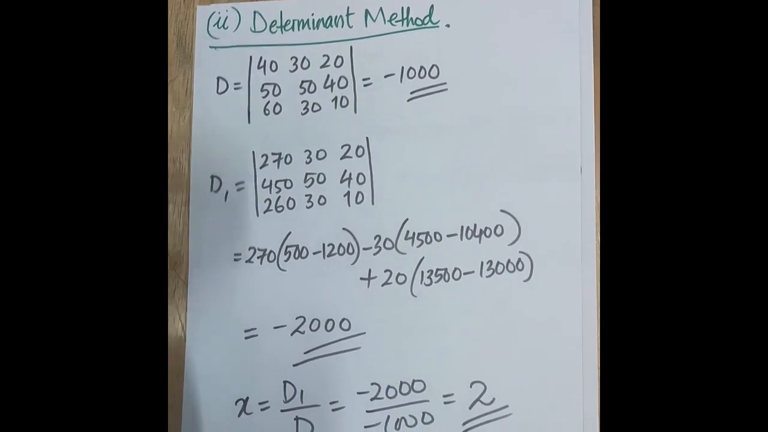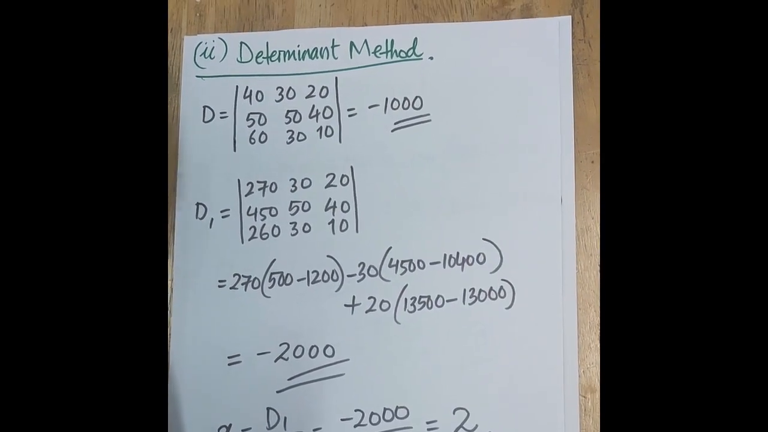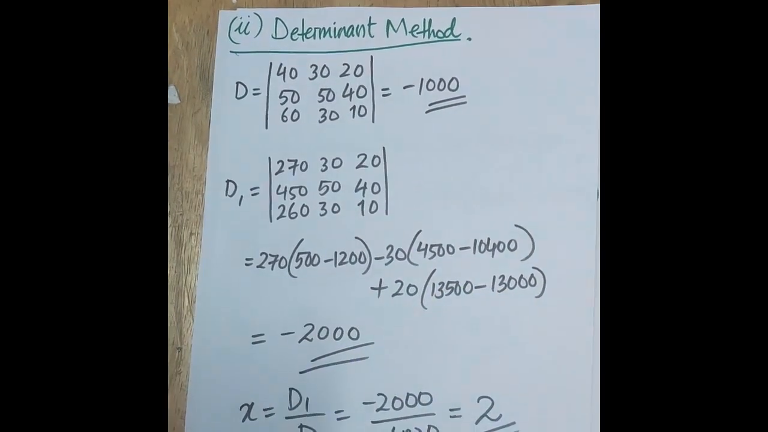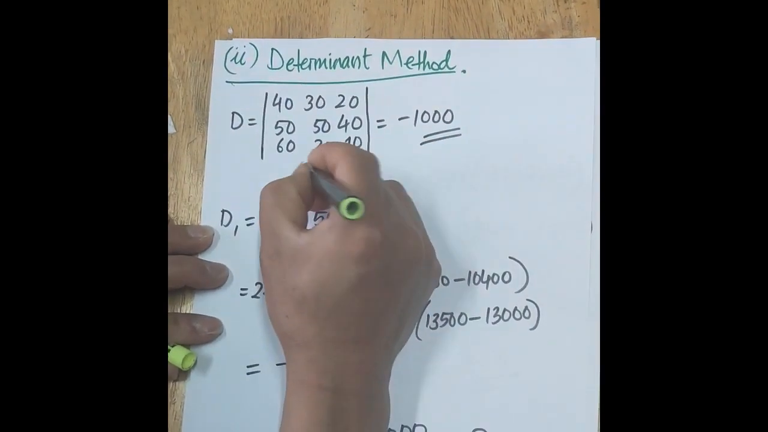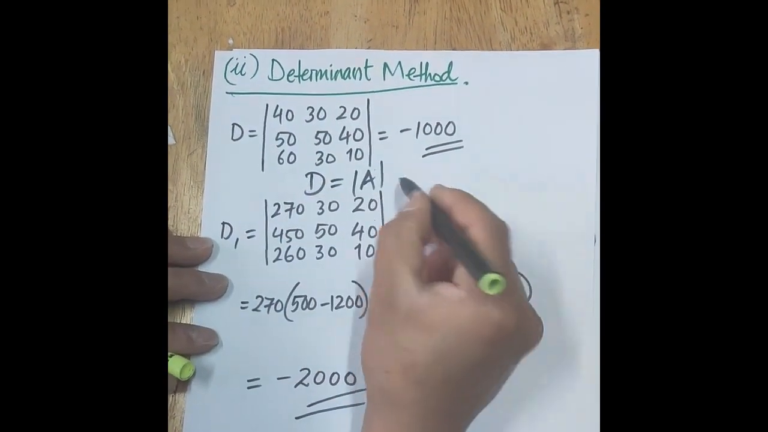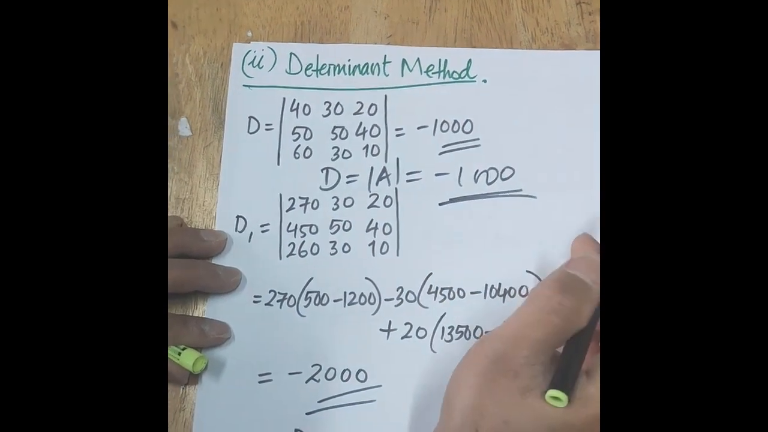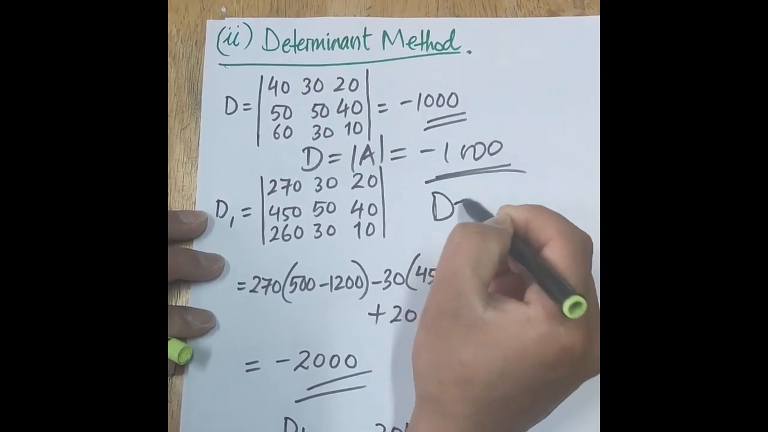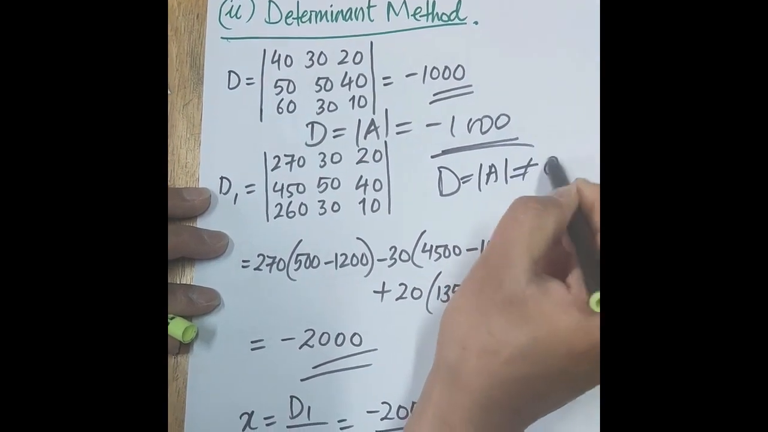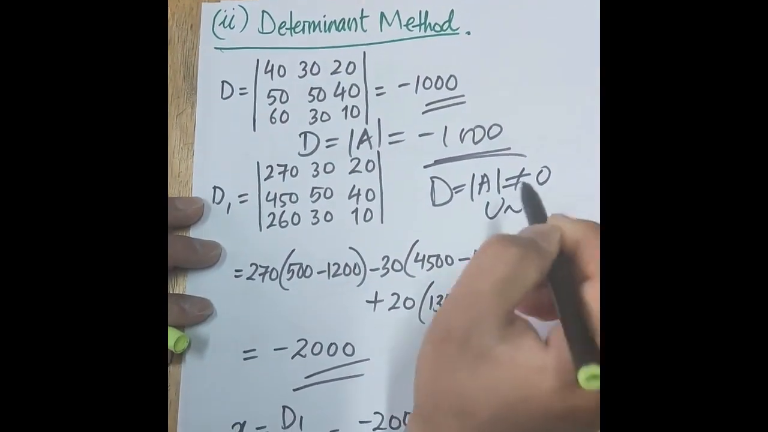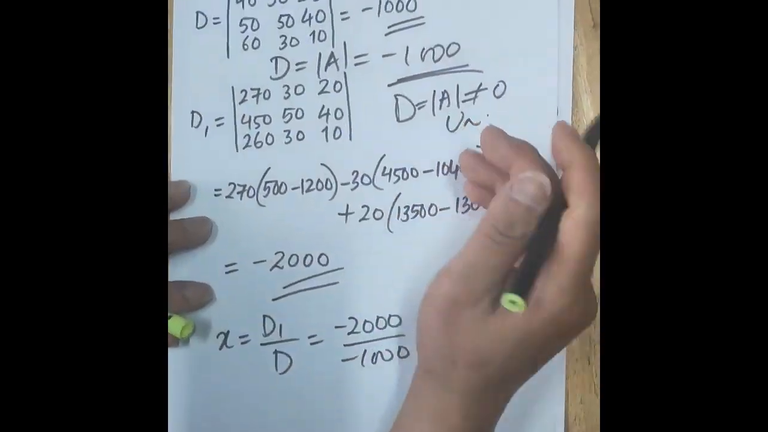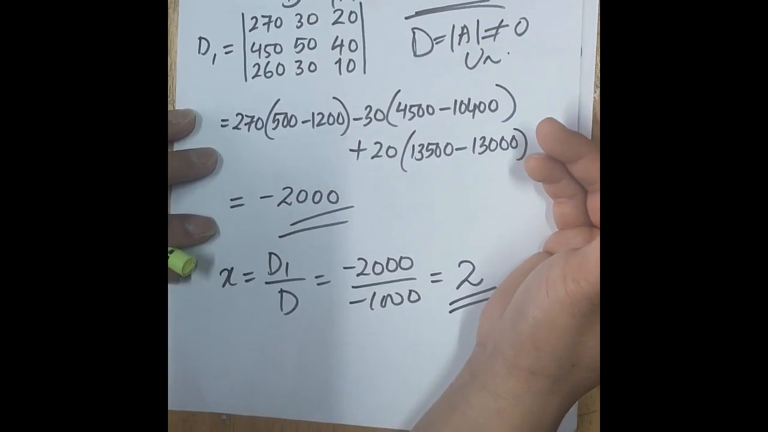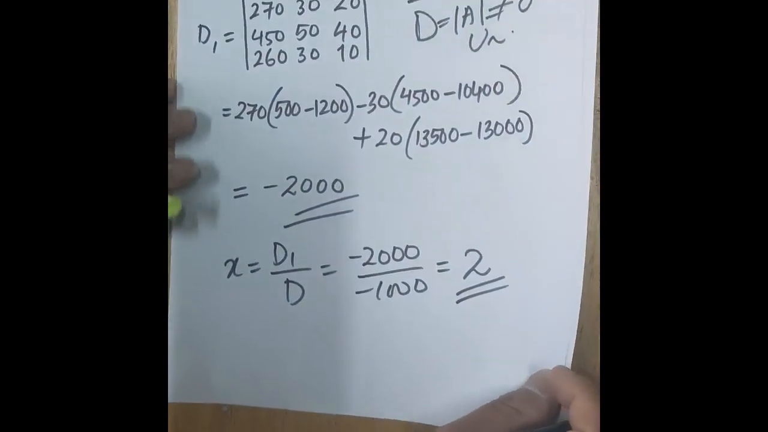So now we are trying to solve the same problem, example number 2, using the determinant method or Cramer's rule. As we have gone through before, in order to find the solution using the determinant method, you have to find the value of d, that is the determinant of our coefficient matrix A, which equals 1000. Since the determinant of the coefficient matrix A is not equal to 0, we can say that a unique solution exists. The solutions are obtained by x equals d1 by d, y equals d2 by d, and z equals d3 by d.